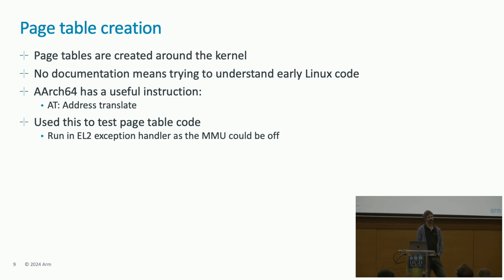When turning on the MMU as well, you've got the problem that the MMU's on, and that includes for your code. So what I often had to do was run on EL1, which is the kernel level, take the exception to the hypervisor level, and then try to figure out what just went wrong. That sort of worked. I got most of the way through page table creation.